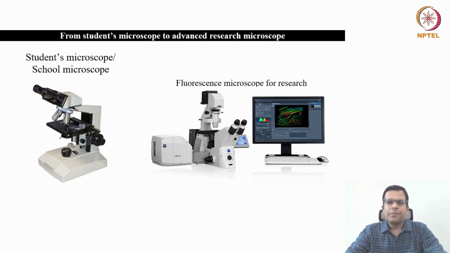On this slide, I have shown a comparison between a very simple student's microscope or school microscope, which I am sure most of you must have seen either in your school or somewhere in the pathology laboratories. And we are going to compare it with the highly sophisticated fluorescence microscope, which is used for research, and it looked like this. Generally this kind of sophisticated research microscope comes with a computer which has the software to operate the microscope, and the images that are produced are recorded.